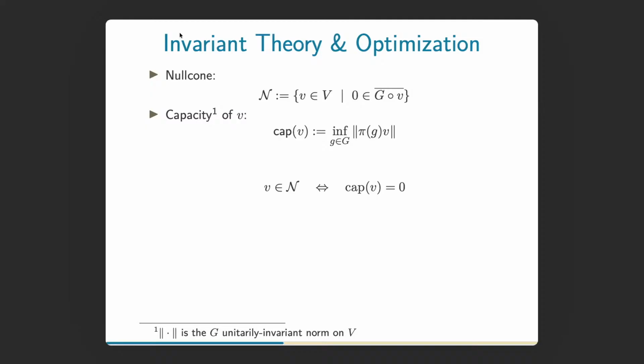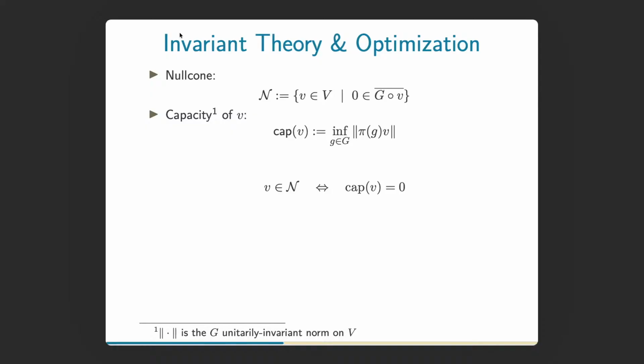Right? But the null cone is not just... Well, we can see the null cone through the lens of optimization, right? Because what am I doing? I have all the vectors. What's the vector of smallest norm among all the vectors? 0, right? So when you're saying is 0 in the orbit closure, it means what? This problem is related to this problem here, which I'm going to call capacity. The capacity of a vector is just going to be the element of minimum norm in my orbit closure. That's what this infimum means.